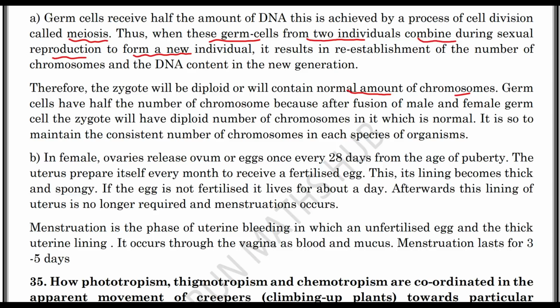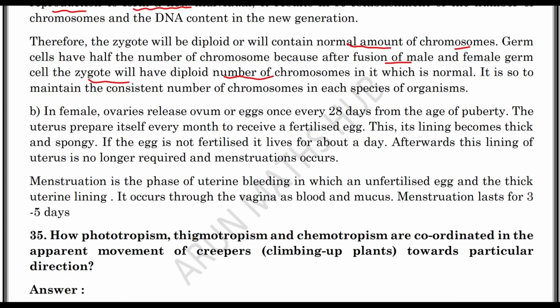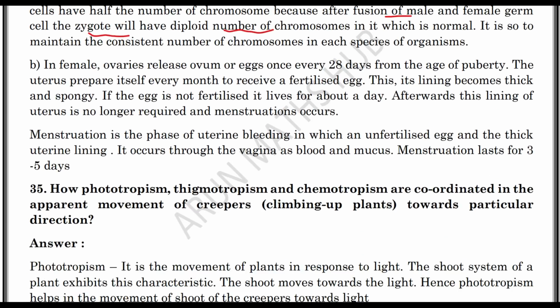Germ cells have half the number of chromosomes because after the fusion of male and female gametes to form the zygote, it should contain the diploid number of chromosomes to maintain a consistent number of chromosomes in each species of organism.